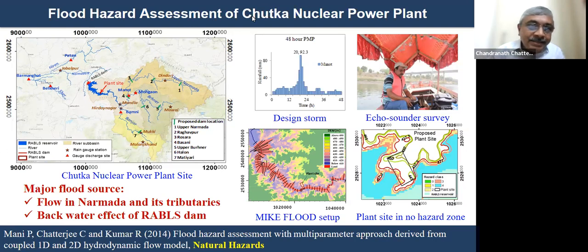Here, the flooding can be caused by a variety of issues. This plant site is in the Narmada Basin. Here you can see that there is a dam, and the plant site is located very near to this reservoir because the plant also requires a lot of water. Various scenarios could occur, like various dams could breach, or there could be a backwater effect from the dam and so on, very high flows. All this was modeled using the Mike Flood model, and it was seen that the plant site was in a no hazard zone.